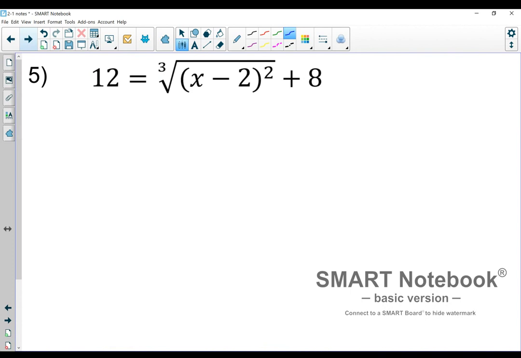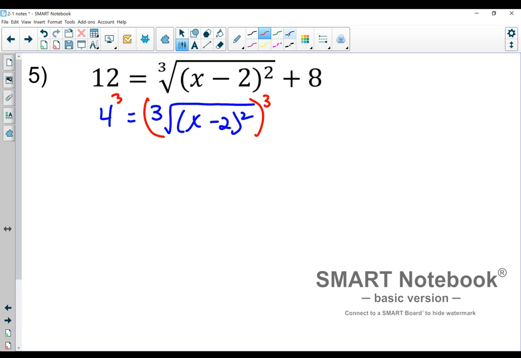So on this one, I want to isolate my root again. I'm going to start by subtracting 8. So 4 equals the cube root of the quantity x minus 2 squared. To get rid of a cube root, I'm going to cube both sides. And that looks kind of like a mess over on the right. So 4 cubed is 64. And on the right, I have the quantity x minus 2 squared. So now I'm going to square root both sides.